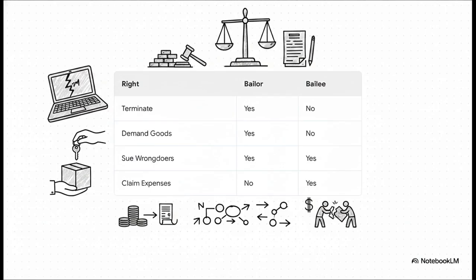Meanwhile, the bailee has the right to demand indemnity if they suffer a loss just because the bailor didn't actually own the goods they handed over. And importantly, both parties have the legal right to sue any third party who damages the goods during the bailment.